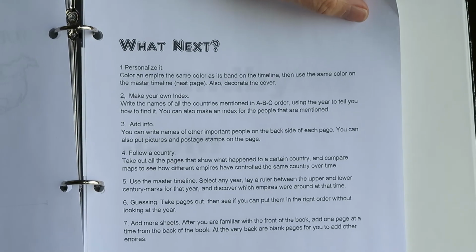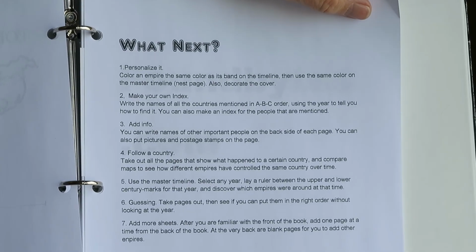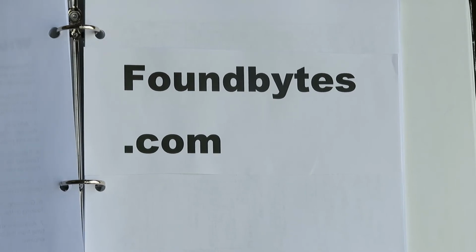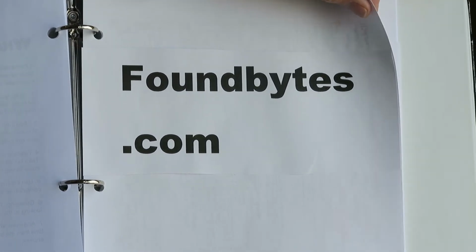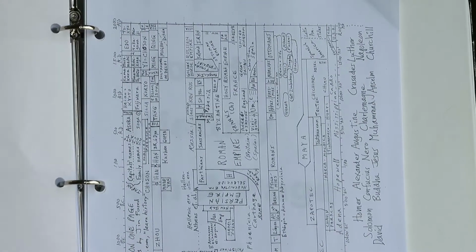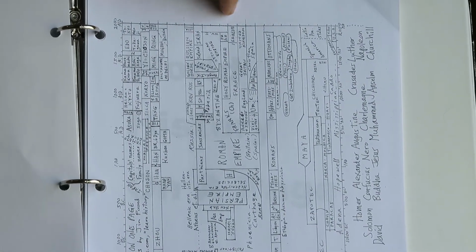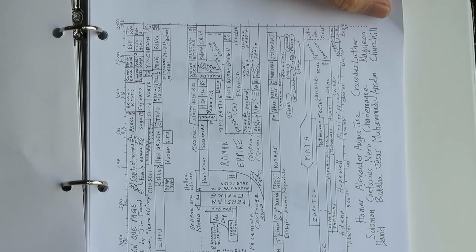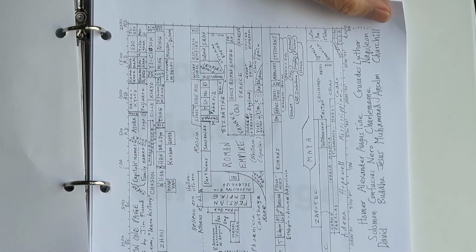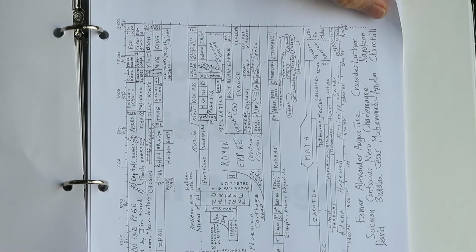What next? You can print these sheets from my website, foundbytes.com, and you can also go back and look at the timelines that are on each sheet and compare them to the master timeline. This master timeline has got the Roman Empire right in the middle of it, but it covers all 4,000 years that were on the sheets.